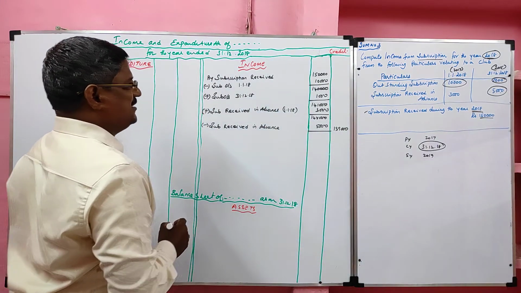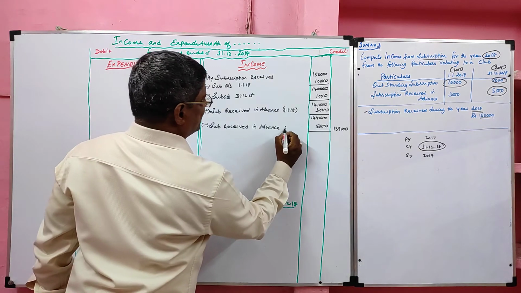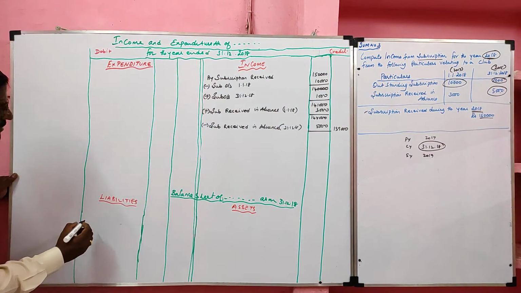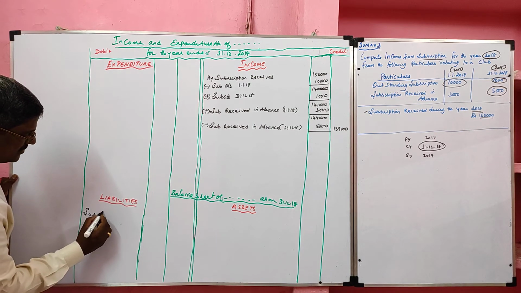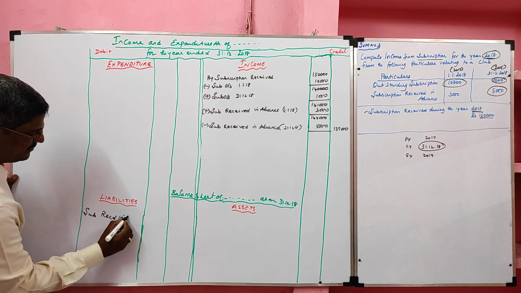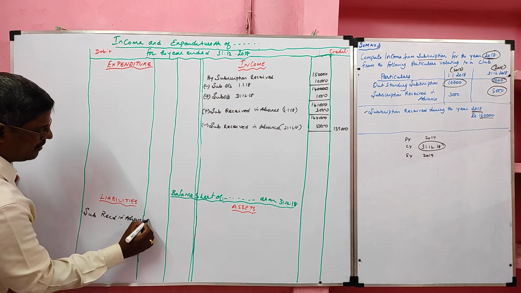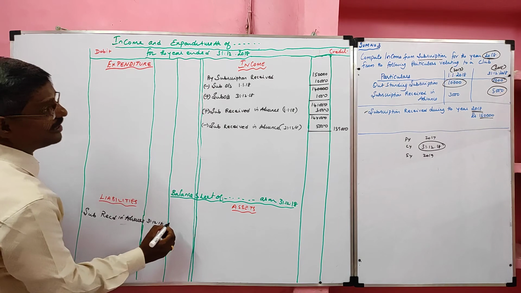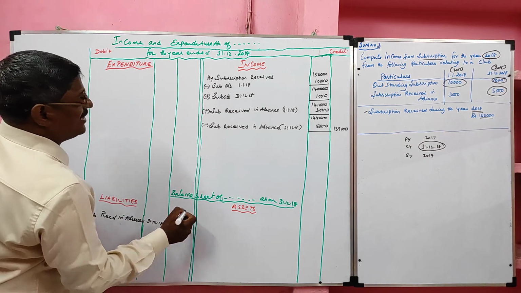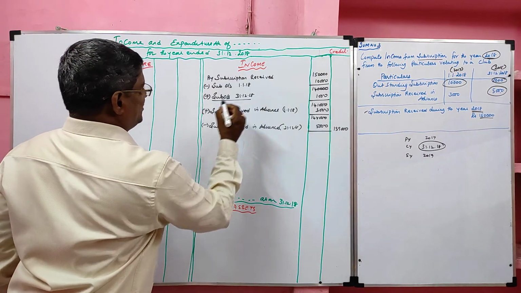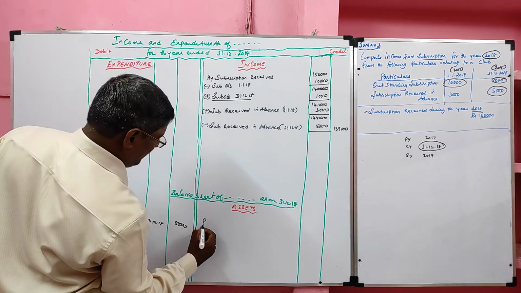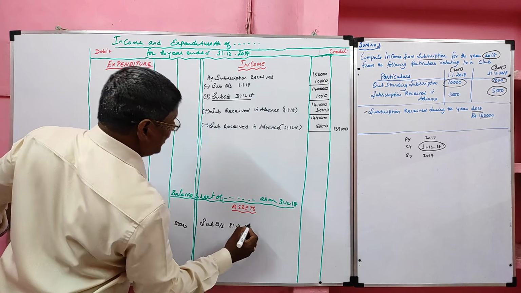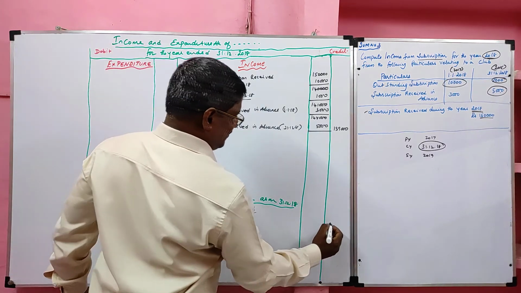This subscription received in advance, closing date 31/12/2018, it will go to the liability side. Subscription received in advance on 31/12/2018, its value how much? 5,000. As well as current year outstanding subscription, outstanding on 31/12/2018, it will go to the asset side. Its value 1000 rupees.